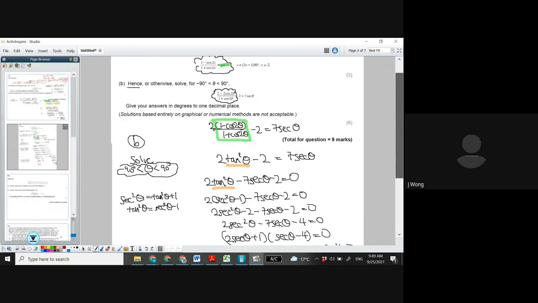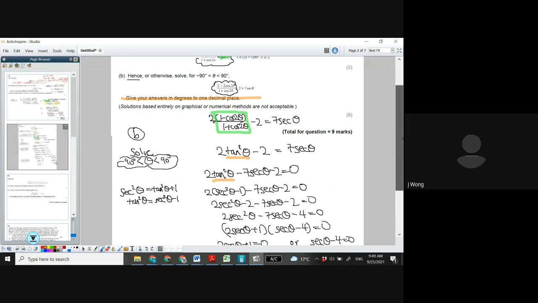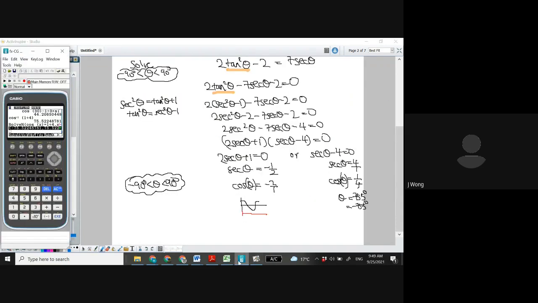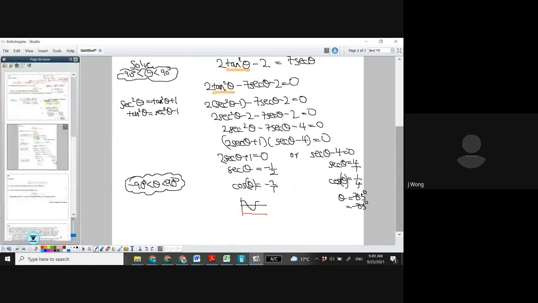Okay, so I'm in luck. I didn't actually check the question. They say you have to give your answer in one decimal place, and I'm in luck. I just did it there without actually looking at what they're asking for. So this is question 1 for you.